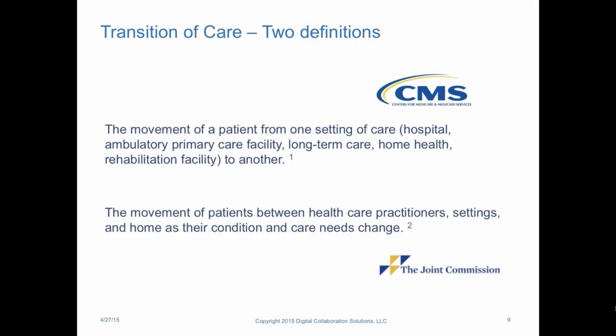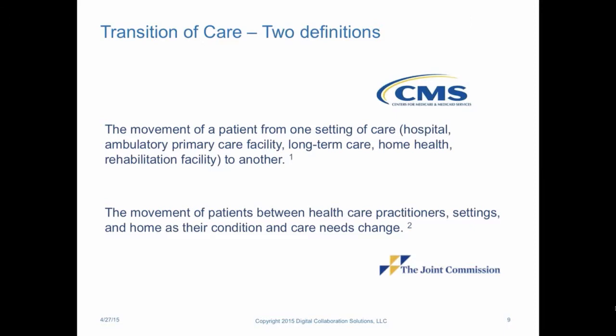If we look at a transition of care, there are two basic definitions we should be looking at. The first is the CMS Medicare definition, and that's, let's say, CMS-centric. They are worried about the movement of a patient from one setting of care to another, predominantly from acute care to rehab or long-term nursing or short-term nursing or skilled nursing facility.